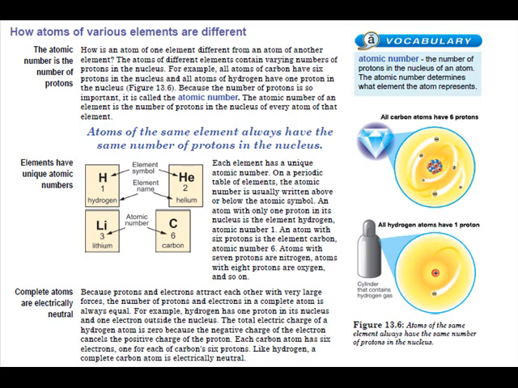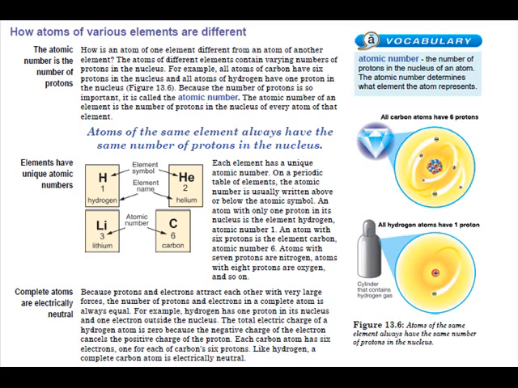On a periodic table of elements, the atomic number is usually written above or below the atomic symbol. An atom with only 1 proton in its nucleus is the element hydrogen, atomic number 1. An atom with 6 protons is the element carbon, atomic number 6. Atoms with 7 protons are nitrogen. Atoms with 8 protons are oxygen. And so on.